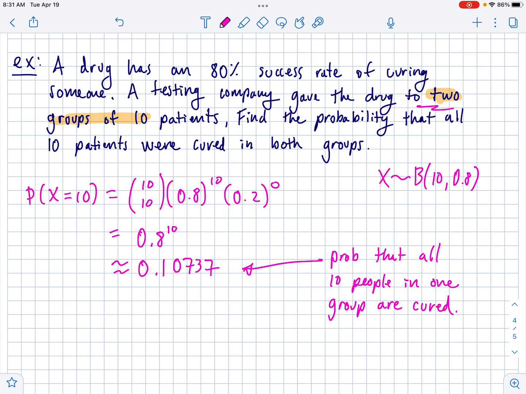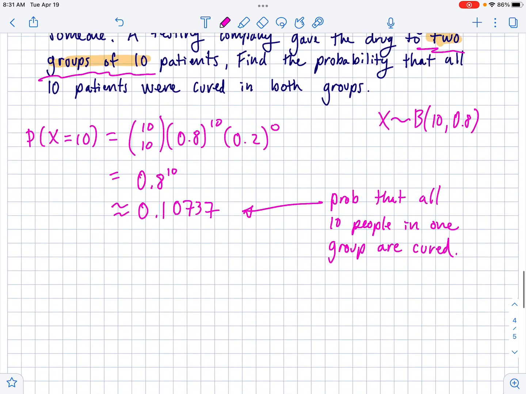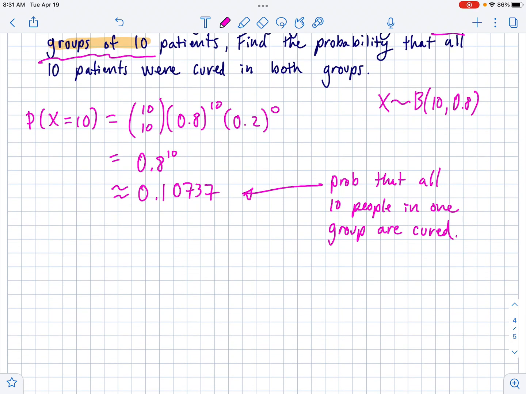The question says, though, that for 2 groups of 10 patients, we want to know that everybody was cured in both groups. So the way you can do this is to say it's going to be group 1 multiplied with group 2. Each of these is going to have a 0.10737 probability. If you multiply those both together, you get 0.0115.